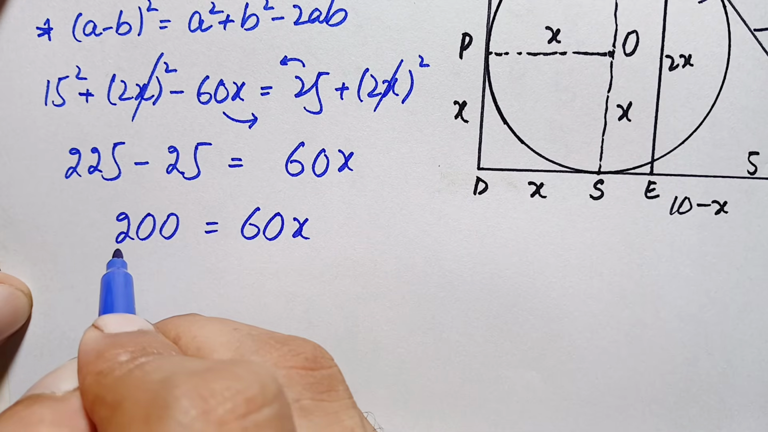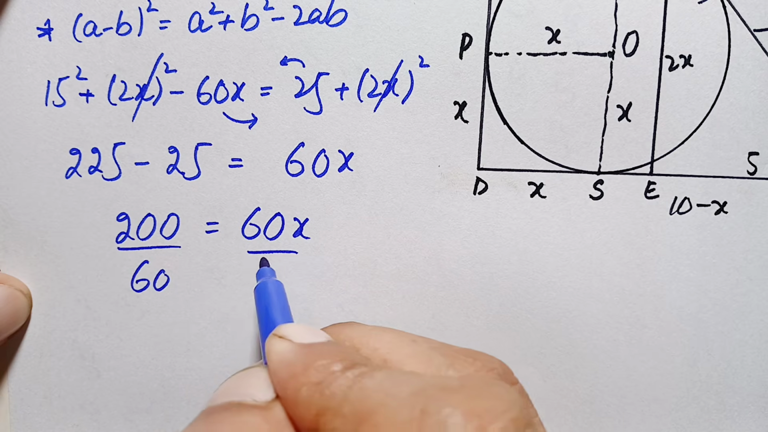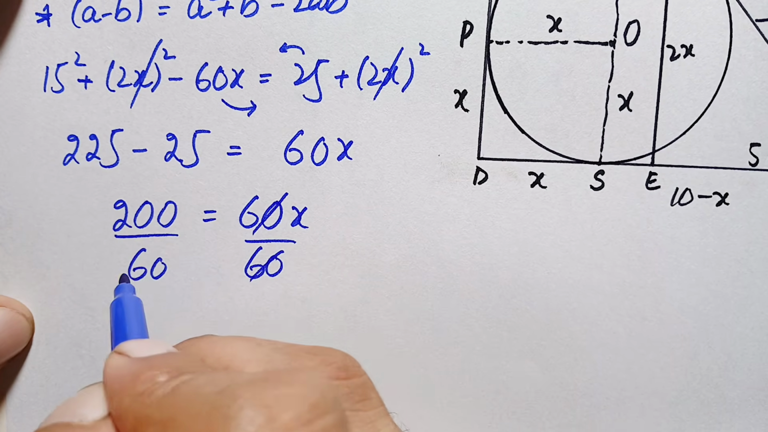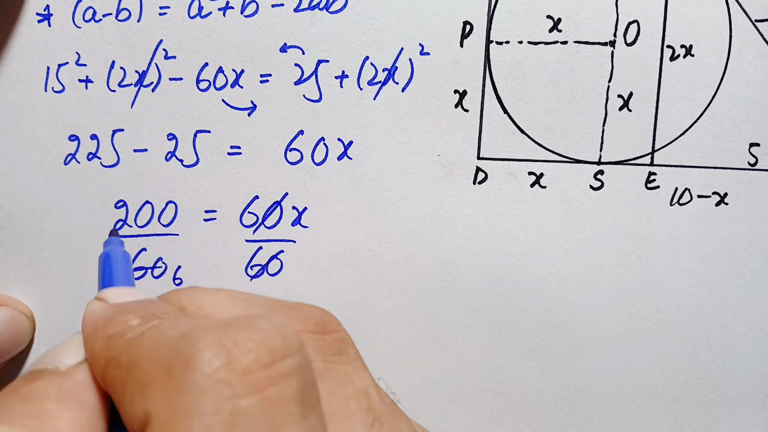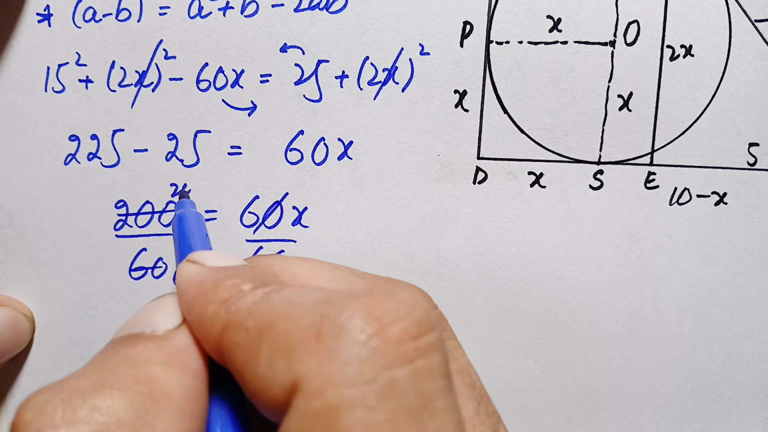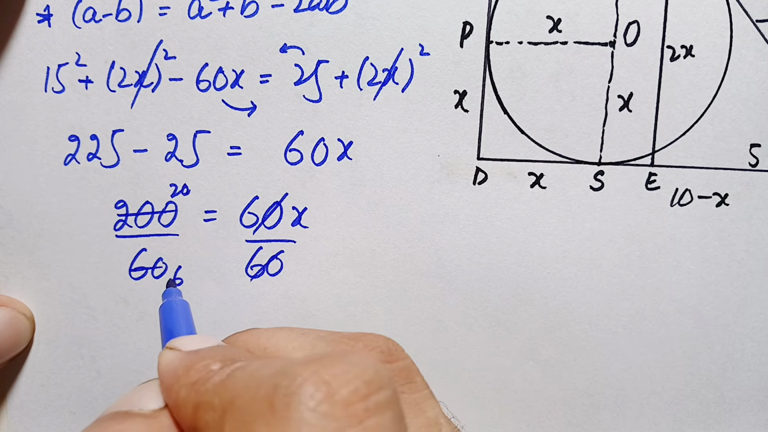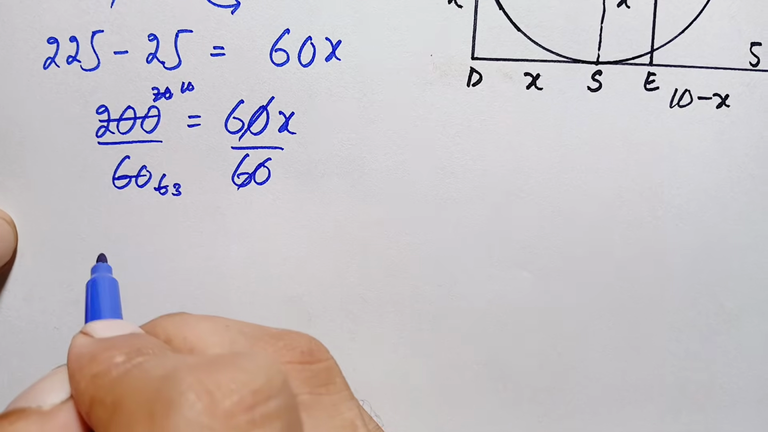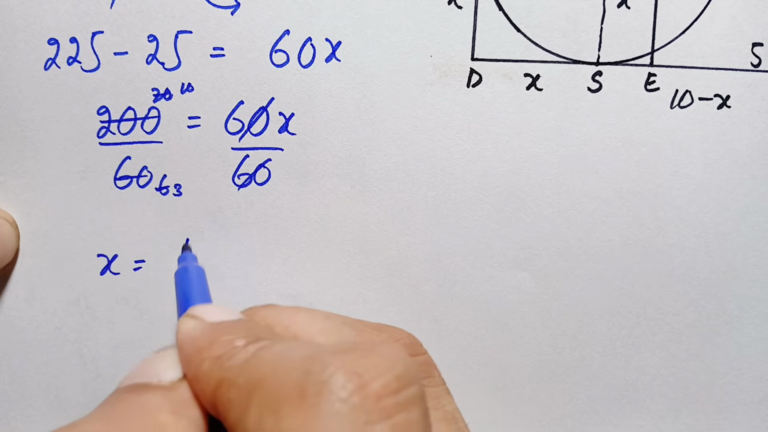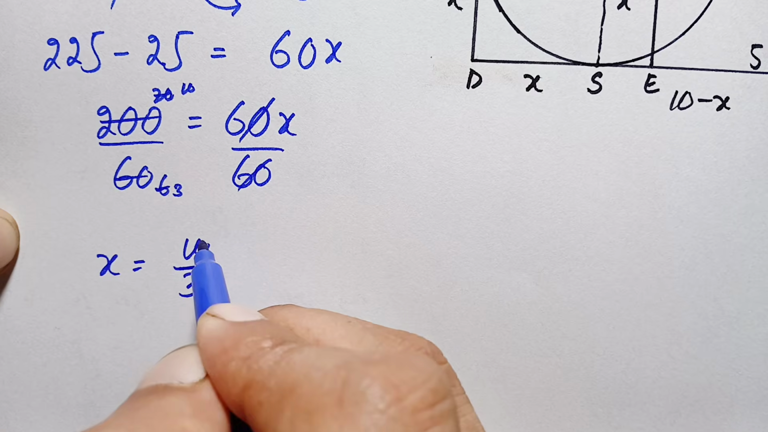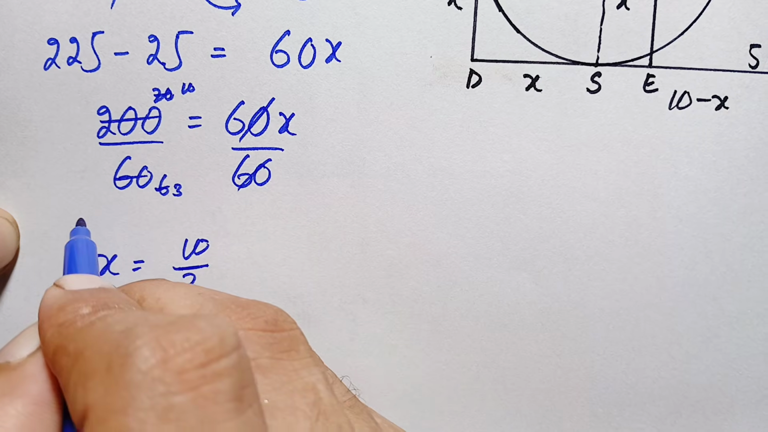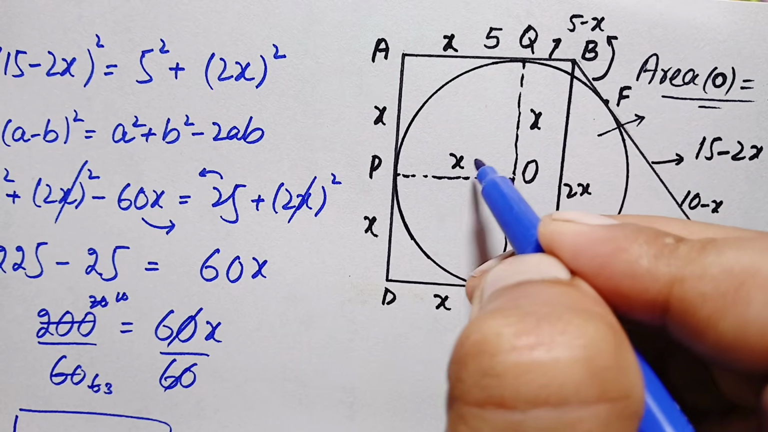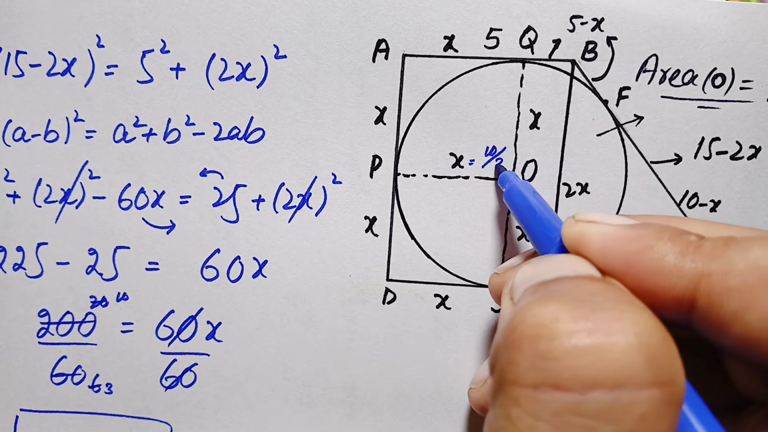Now we will divide both sides by 60. This 60 and this 60 will be cancelled. Now these two numbers are divisible by 10, so 10 times 6 is 60 and 10 times 20 is 200. These two numbers are divisible by 2 further, so 3 times 2 is 6 and 10 times 2 is 20. So the value of x will become 10 by 3. So x is equal to 10 by 3, which is the radius of this circle.